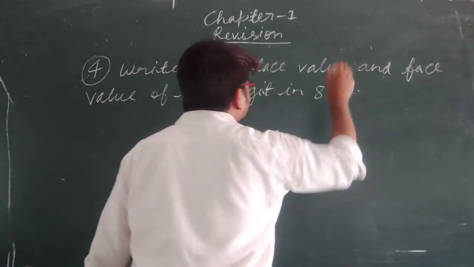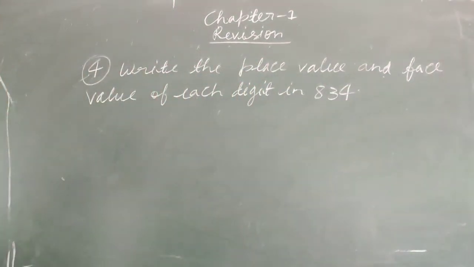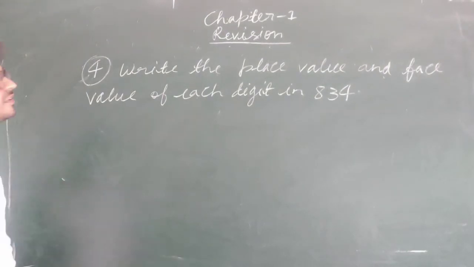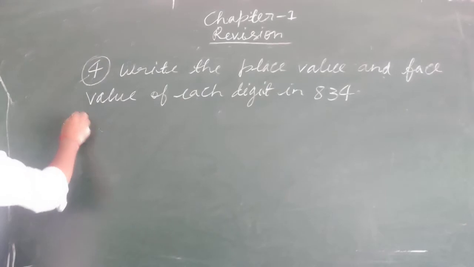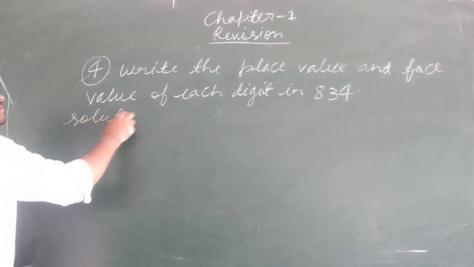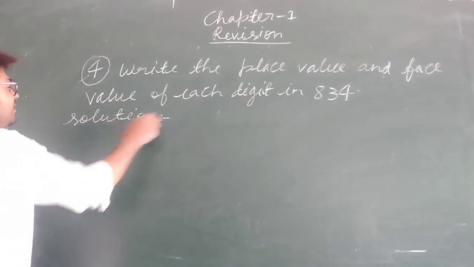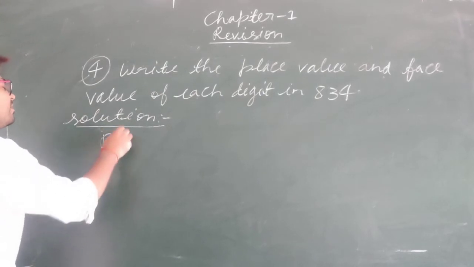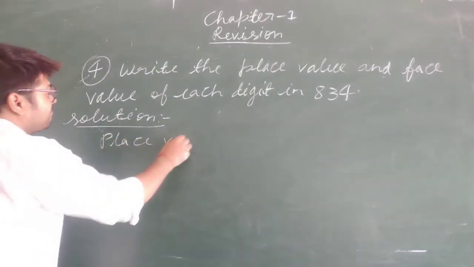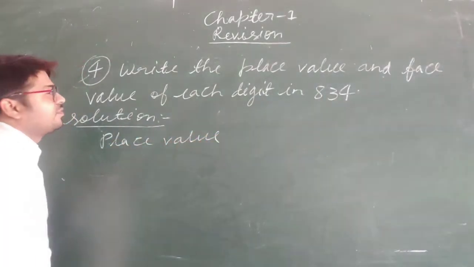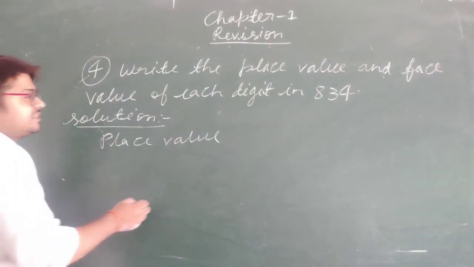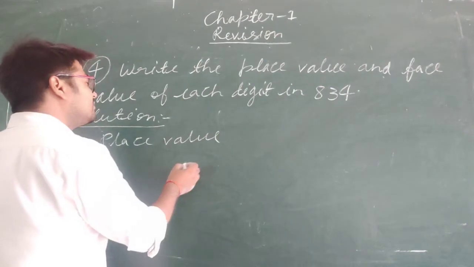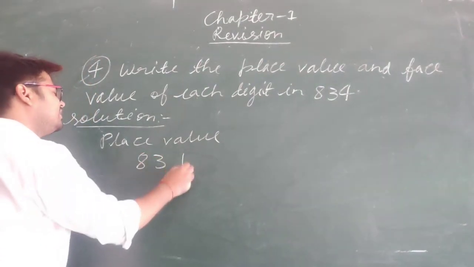834. Okay, so firstly I am going to write here place value. Here will be the solution, then place value. So place value, how will you find of each digit?